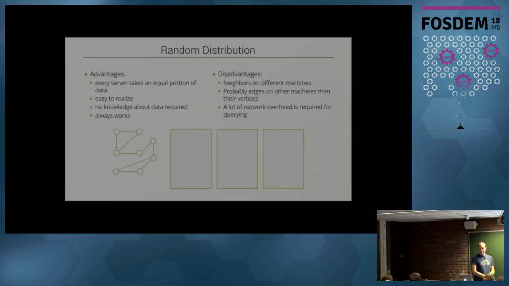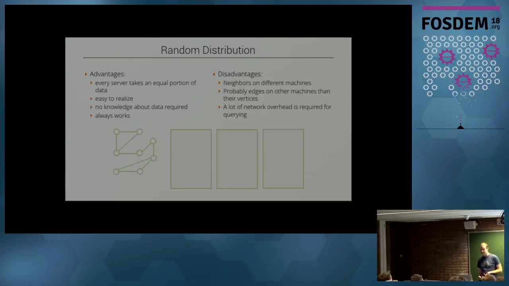So distribution techniques. Easiest distribution is what I like to call random distribution. The advantage of a random distribution is every server takes an equal portion of data, because the idea of random distribution is that I take every single object, be it a vertex or an edge, throw a dice, and depending on the result, I put it on one of these machines. I don't care for the surrounding. Random distribution is super easy to realize, because math.random is pretty much implementable by everyone. And you don't need any knowledge about the data. So it works on any data set.